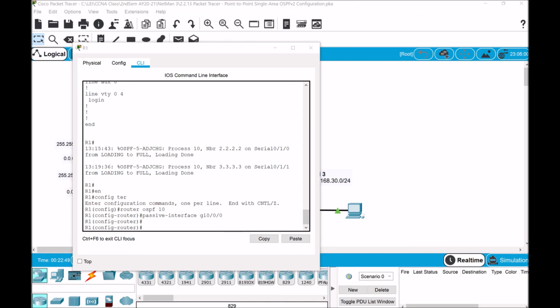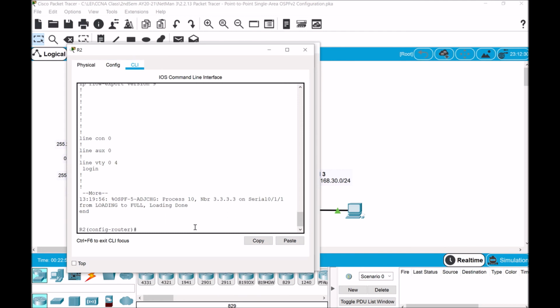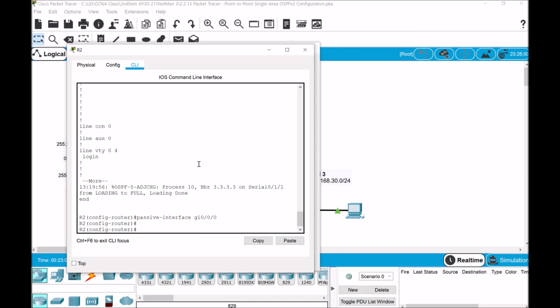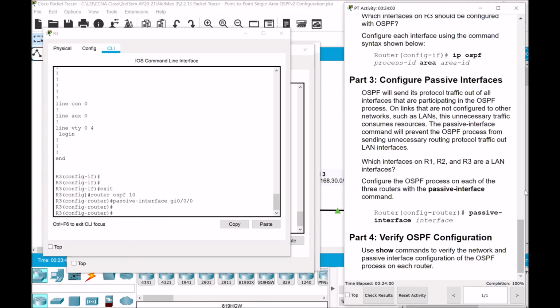Okay, so we do the same for router 2 again. We're still on the router configuration, so we can just type in passive-interface gigabit Ethernet 0/0/0. Right? So finally, for R3, we are in the interface, so we need to exit and go to router OSPF 10. Okay, and passive-interface, then 0/0/0. Okay, so let's look at the instructions next. Okay, we're done with part 3.